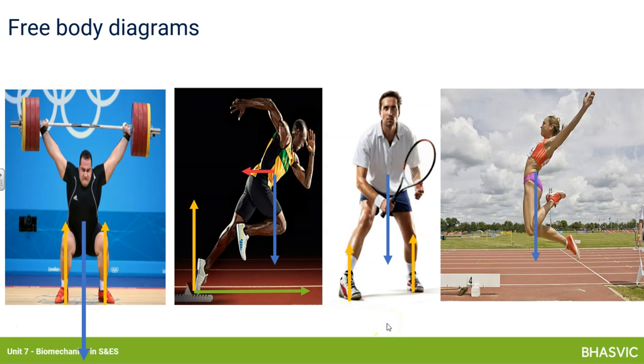the long jumper with weight acting downwards from their centre of mass. However, because they are in the air, there's no points of contact, so we've got no reaction force, no ground reaction force. We might have a small but negligible air resistance affecting them, but those are the only two forces that are acting on that particular athlete.